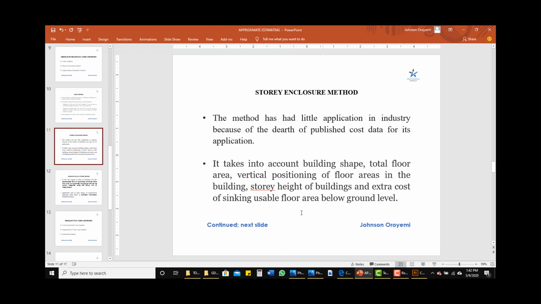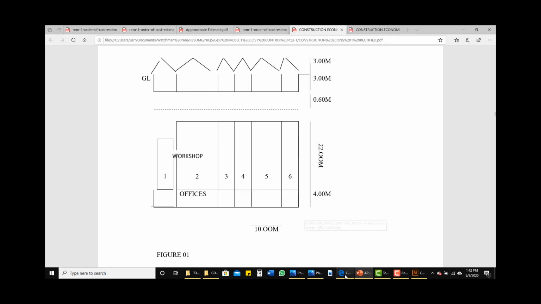Now, let's look at a little bit of illustration on how to use the Storey Enclosure method in preparing preliminary estimates.